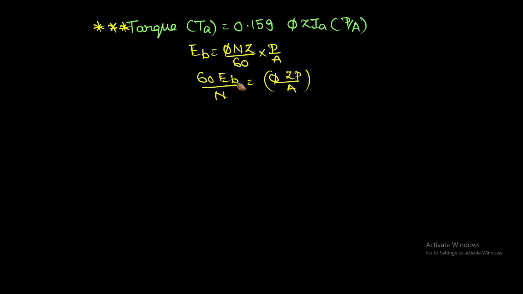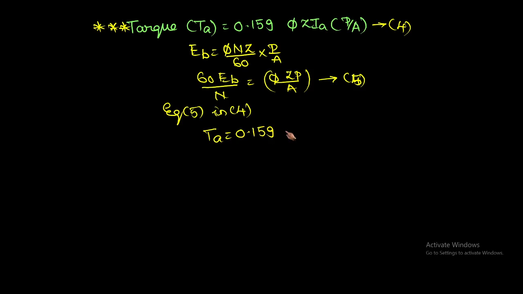So we can substitute this equation. Let us consider equation 4, and take this as equation 5. Substitute equation 5 in 4, what will you get? The armature torque you will get as 0.159 phi Z P by A.